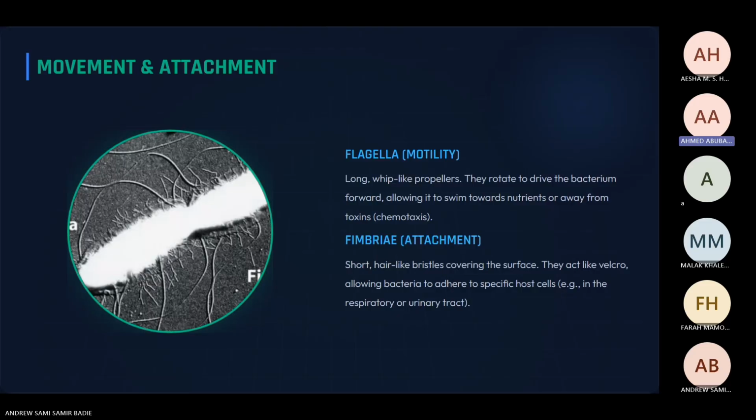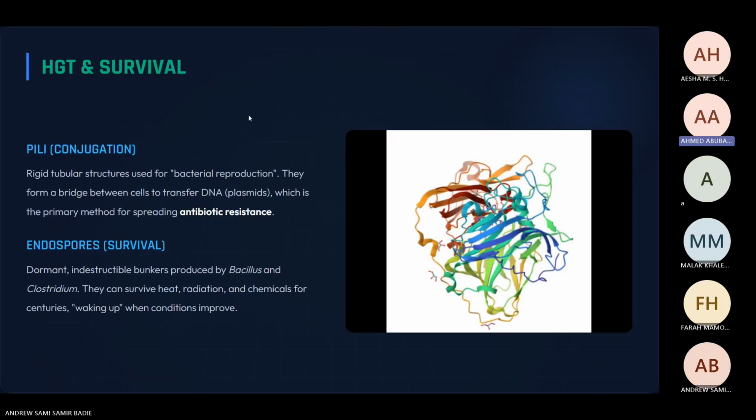Another advanced feature for the bacteria is the pili. Pili are rigid tubular structures, and they are specialized for the process we talked about, which is conjugation. So a bridge forms between the two cells that transmits DNA in the form of plasmids. This is the primary way bacteria form resistance against antibiotics. They can pass genes between neighboring cells, and they don't even need to be related to each other to receive the genes.